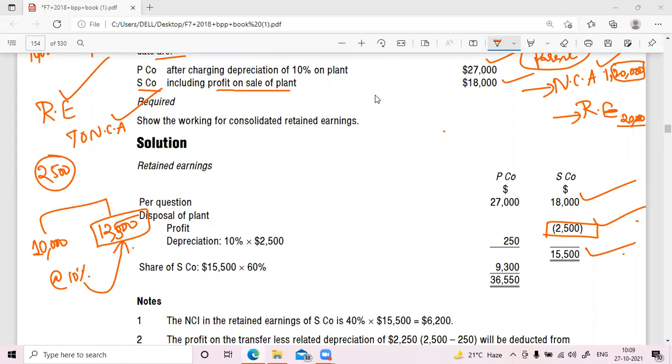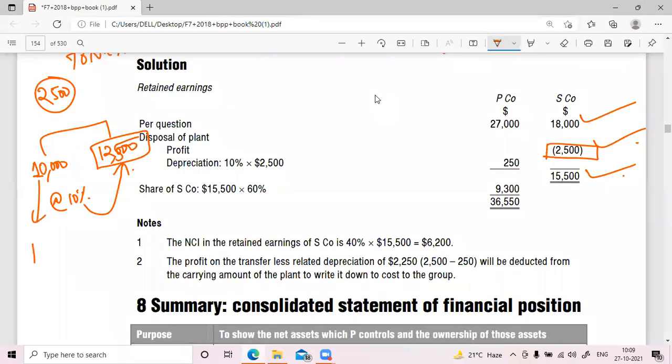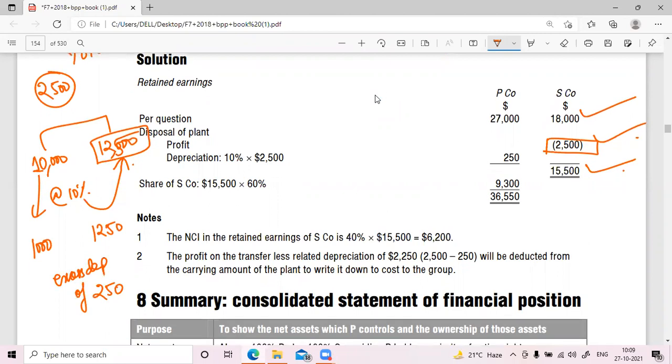Okay, fine. The subsidiary company has bought the plant at 10,000 and sold that plant to the parent for 12,500. Now the parent is showing the plant in their books at 12,500. So the depreciation as per a 10,000 asset would be 1,000. Depreciation as per a 12,500 asset would be 1,250. So there is an excess depreciation of how much? 250.